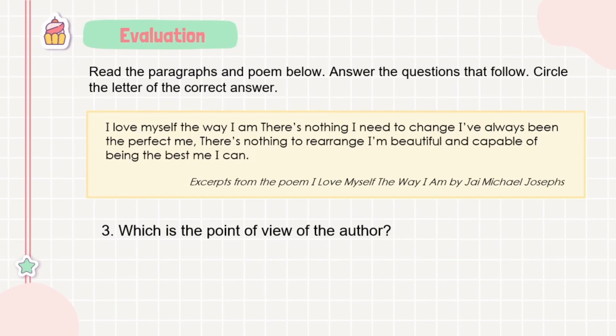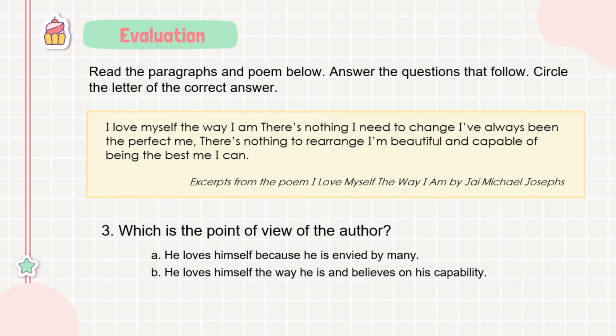Is it A, he loves himself because he is envied by many? Letter B, he loves himself the way he is and believes on his capability? Or C, the author loves himself because he is perfect in all aspects?